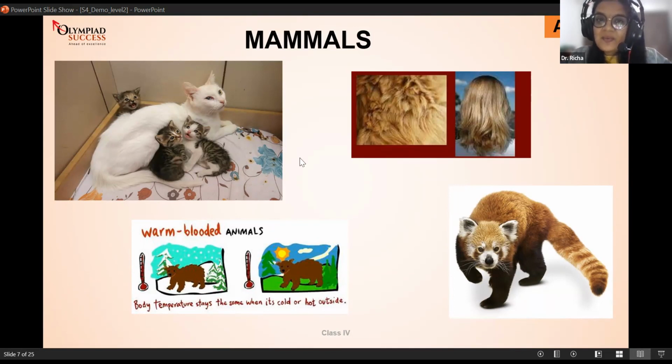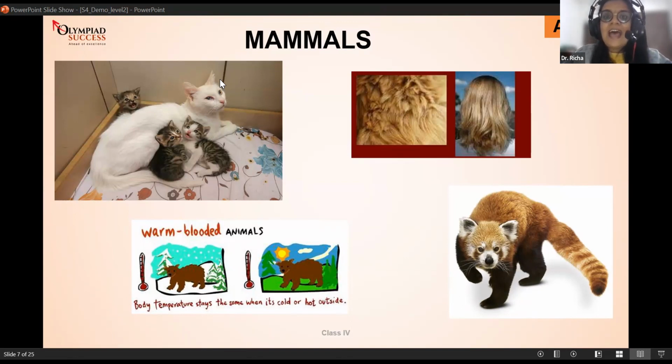So mammals are the ones which give birth to their young ones, like the cats, dogs, red panda, humans, giraffe. Yes, kangaroo. What about ostrich? Is it a mammal? Siddheshwar, is ostrich a mammal? Ma'am, I don't think so. No, it is not a mammal. It is a bird. It's a flightless bird. It cannot fly, yet it is a bird.